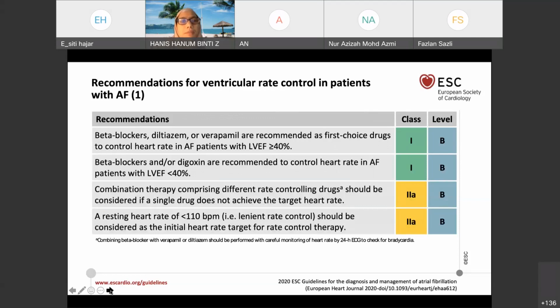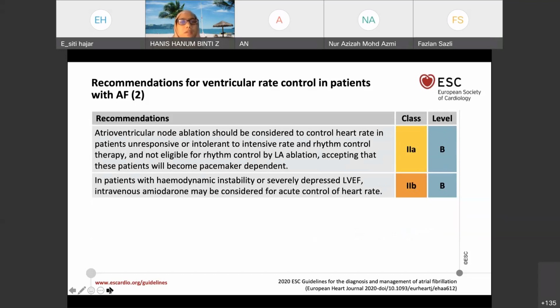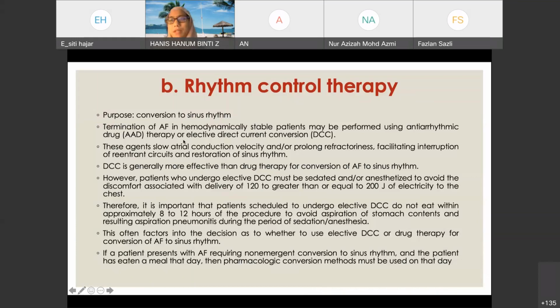So these are the recommendations for ventricular rate control in patients with AF. Stable AF: beta blockers and non-dihydropyridine CCBs are recommended as first choice drugs to control heart rate in patients with left ventricular ejection fraction more than 40%, class 1B. If it is less than 40%, you can give beta blockers or digoxin. But like I said, beta blockers only if the patient is stable. If not stable, you can straight away give digoxin. A resting heart rate of less than 110 can be aimed for in patients with high heart rate. Now, that is finished about the rate control therapy.